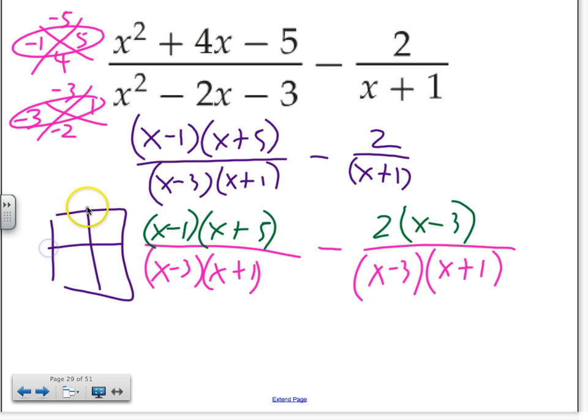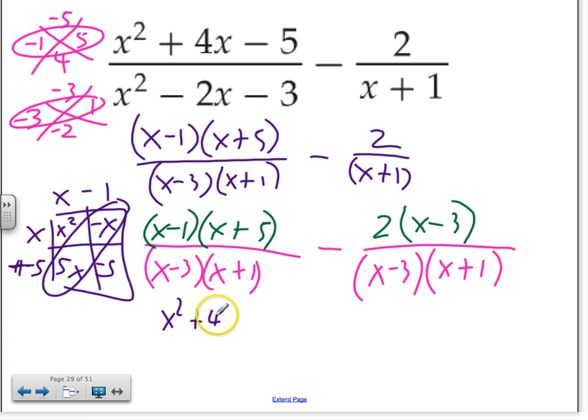Here's the box. Here's x minus 1. Here's x plus 5. When we multiply this, what do we have? x squared. This? Negative 1x. This is the plus, by the way. Oh, 5x, right? Yeah. And this is negative 5. Like terms? Yes. So I put them together. So now the top will look like this: x squared plus 4x minus 5.